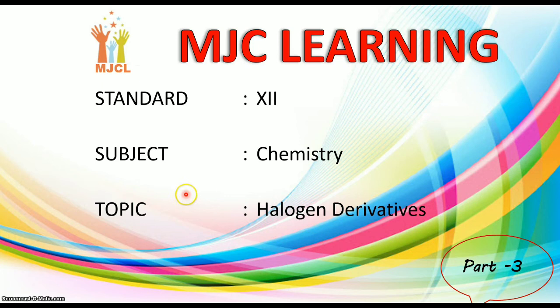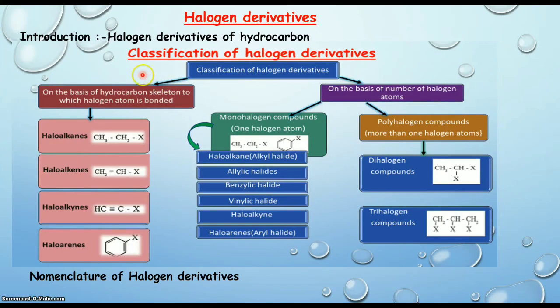Today we are going to study chapter number 10 of chemistry, that is halogen derivatives. This is part 3, so let's begin. Students, in the previous lecture we have discussed what halogen derivatives of hydrocarbons are and their classification, as well as nomenclature of halogen derivatives.